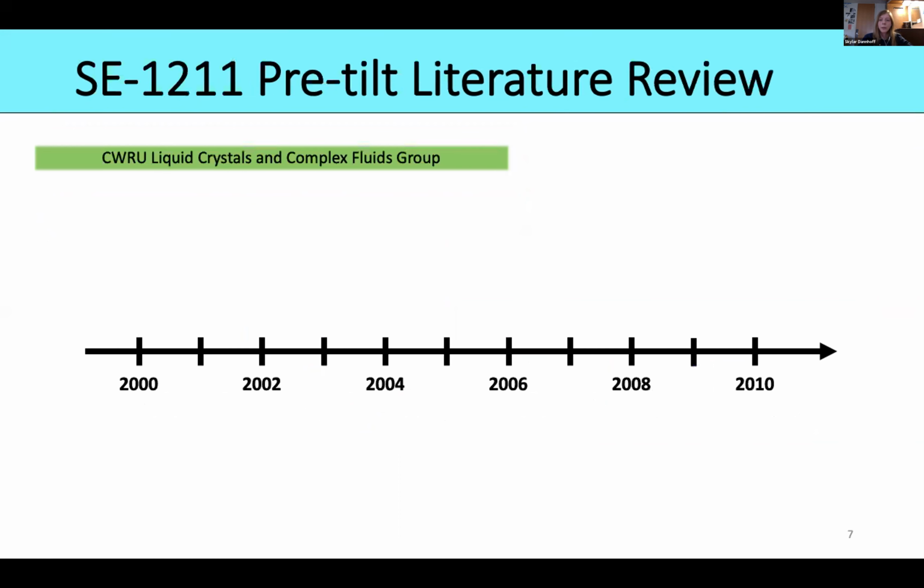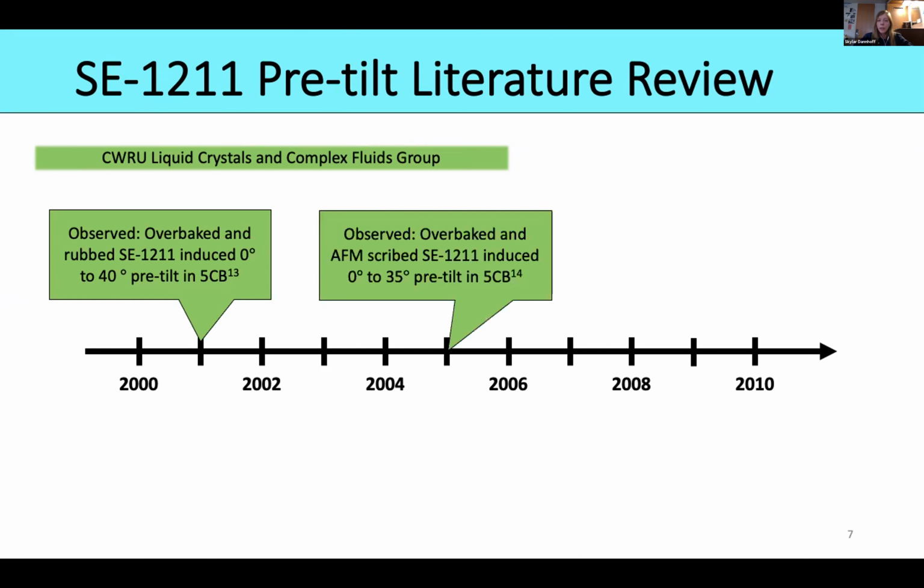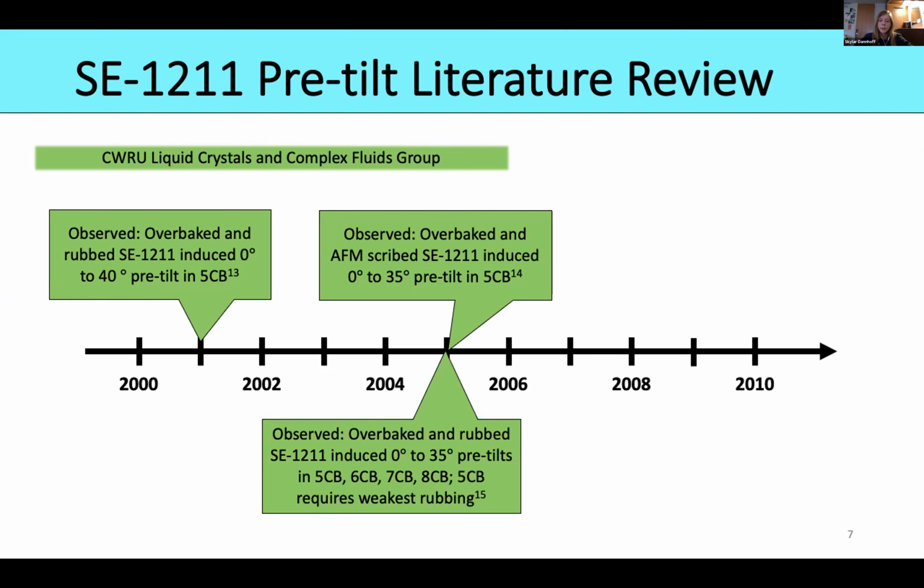And then as for the actual SE1211 material, the SE1211 pre-tilt control has actually been studied pretty extensively by the liquid crystals and complex fluid group here at CASE. In 2001, the group first noticed that over-baking and rubbing SE1211 induces a 0 to 40 degree pre-tilt range in 5CB. And then in 2005, they were able to observe pretty much the same range of pre-tilts by using AFM scribing to do the mechanical applied force there. And then also in 2005, the group explored pre-tilts in other liquid crystals, including 6CB, 7CB, and 8CB. So this whole series of liquid crystals are essentially the same basic structure, just as you increase the number, you're increasing the length of the molecule. And so from this study, the group found that 5CB required the weakest rubbing to get that range of pre-tilts. And that's sort of motivating why we're using 5CB now.